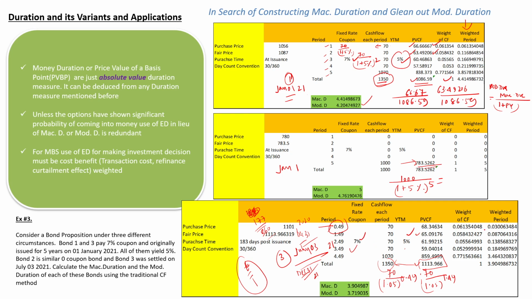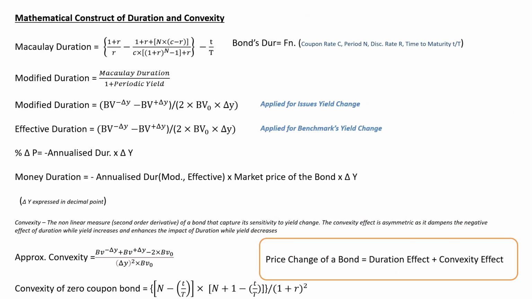0.061340 multiplied by 0.49 comes out to be 0.0330. Similarly, 0.058432 multiplied by 1.49 comes out to be 0.087. So we do this math and then we add them, and then when we add, what we get is the Macaulay duration. As before, modified duration is nothing but multiplying the Macaulay duration with 1 plus the periodic yield, right? So I think this slide should be amply clear in understanding how the duration measures are actually gleaned out mathematically.